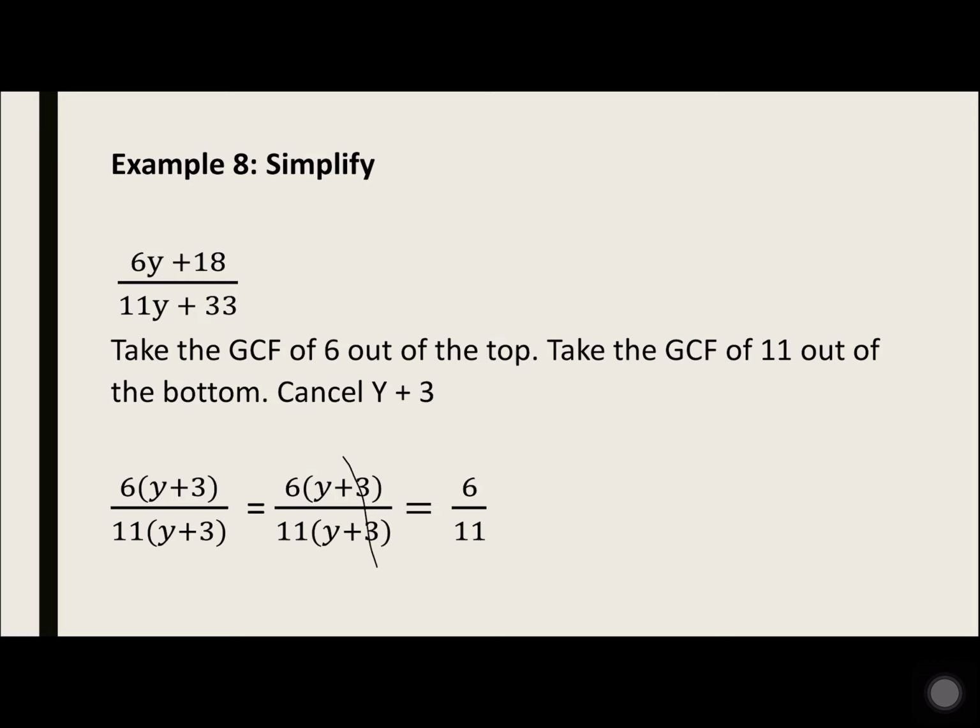Example 8, simplify. 6y plus 18 over 11y plus 33. Take the GCF of 6 out of the top, take the GCF of 11 out of the bottom, and then you're going to cancel the y plus 3. So 6 goes into 6 and 18. 11 goes into 11y and 33. So put in the parentheses what needs to multiply to equal each of them when you distribute. And then the y plus 3's cancel, so you have 6 over 11.